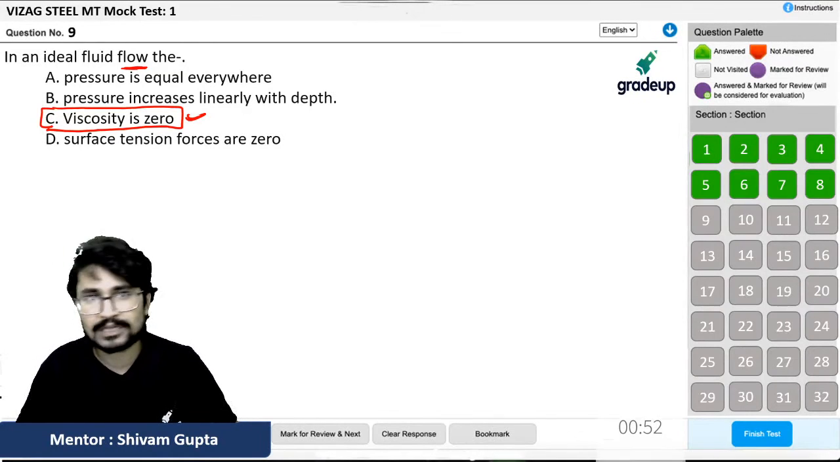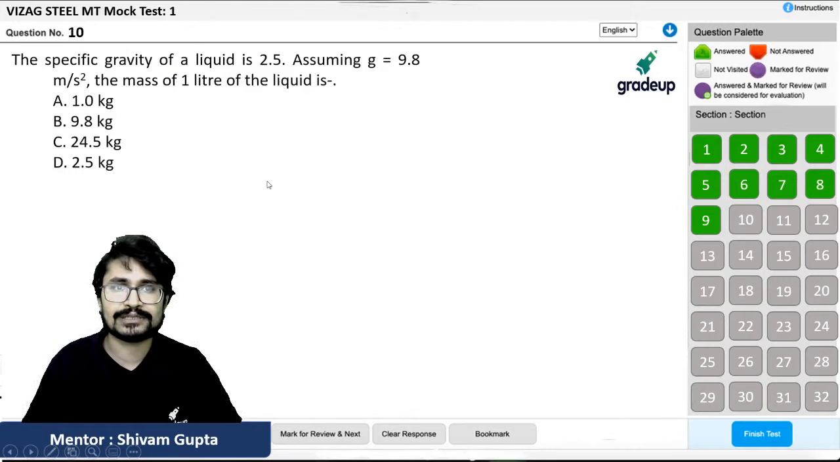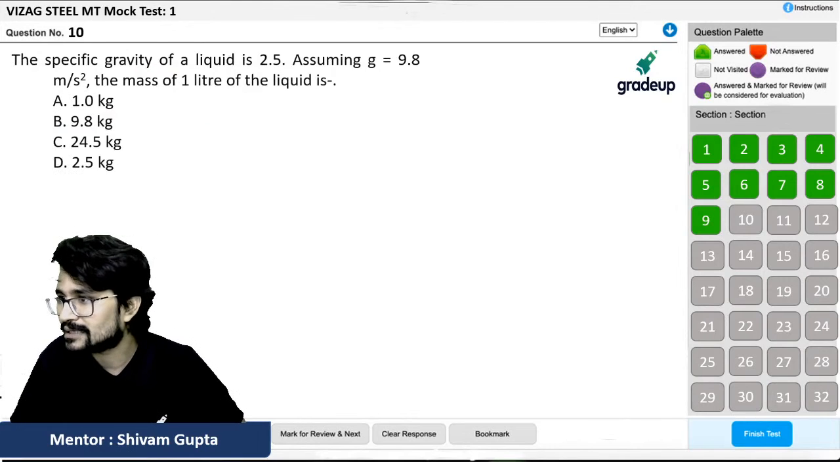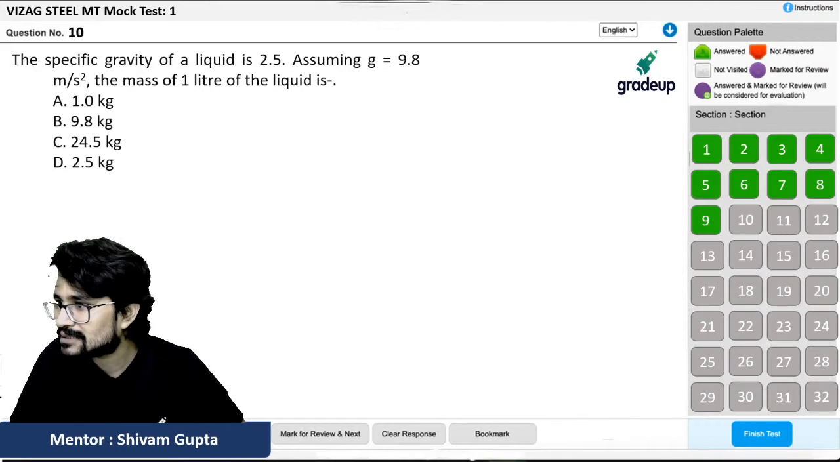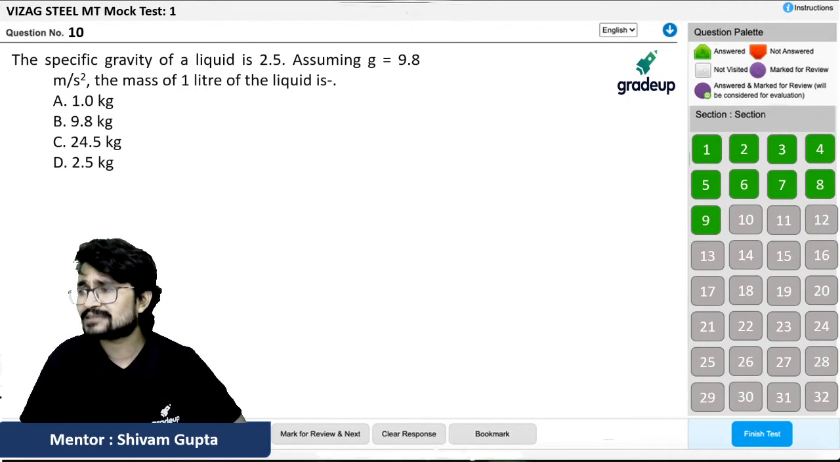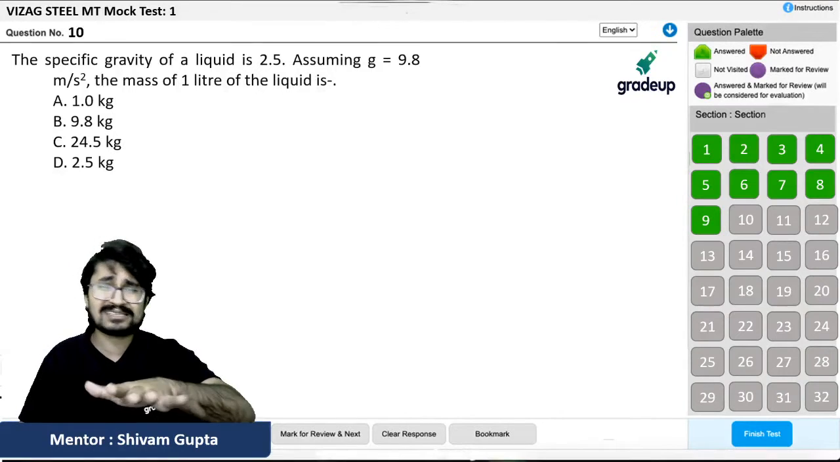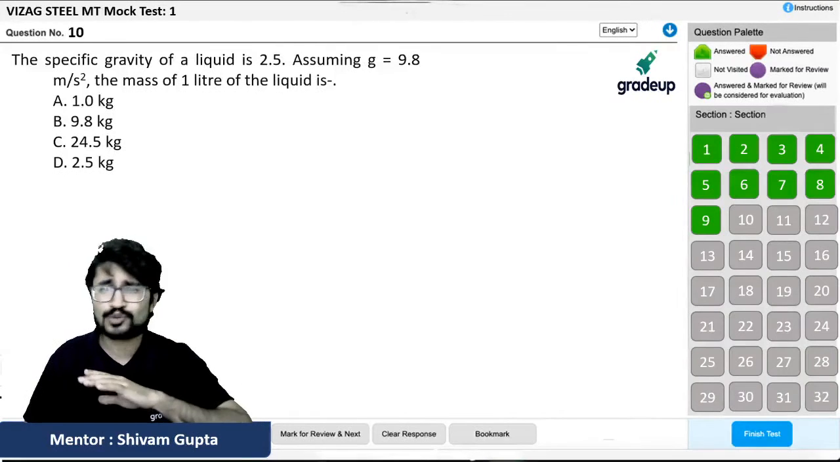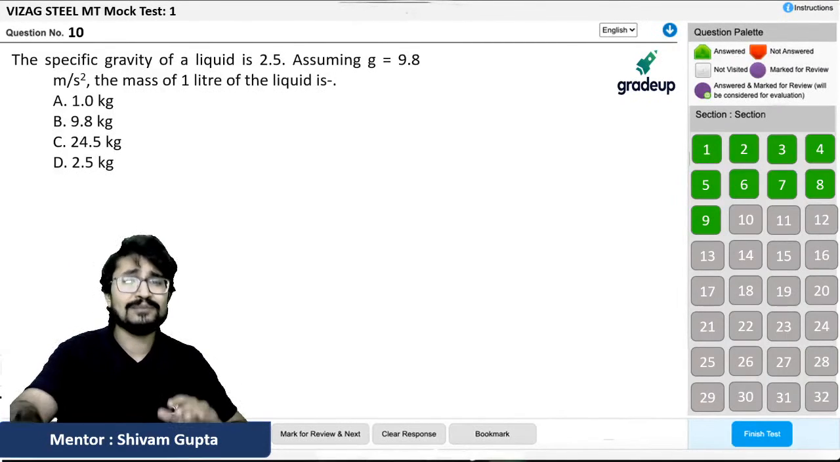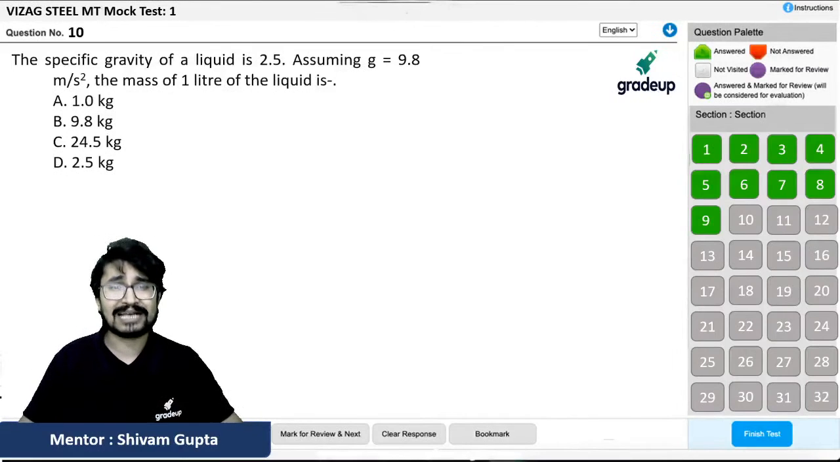Okay. Now coming to the next question. What Ledda is saying is that the level of the Vizag steel exam is tough and moderate when compared to the NLC examination? Okay, you are asking the question according to the NLC, what will be the level of Vizag steel? It will be the same as NLC. So you don't have to study more or less as compared to NLC.